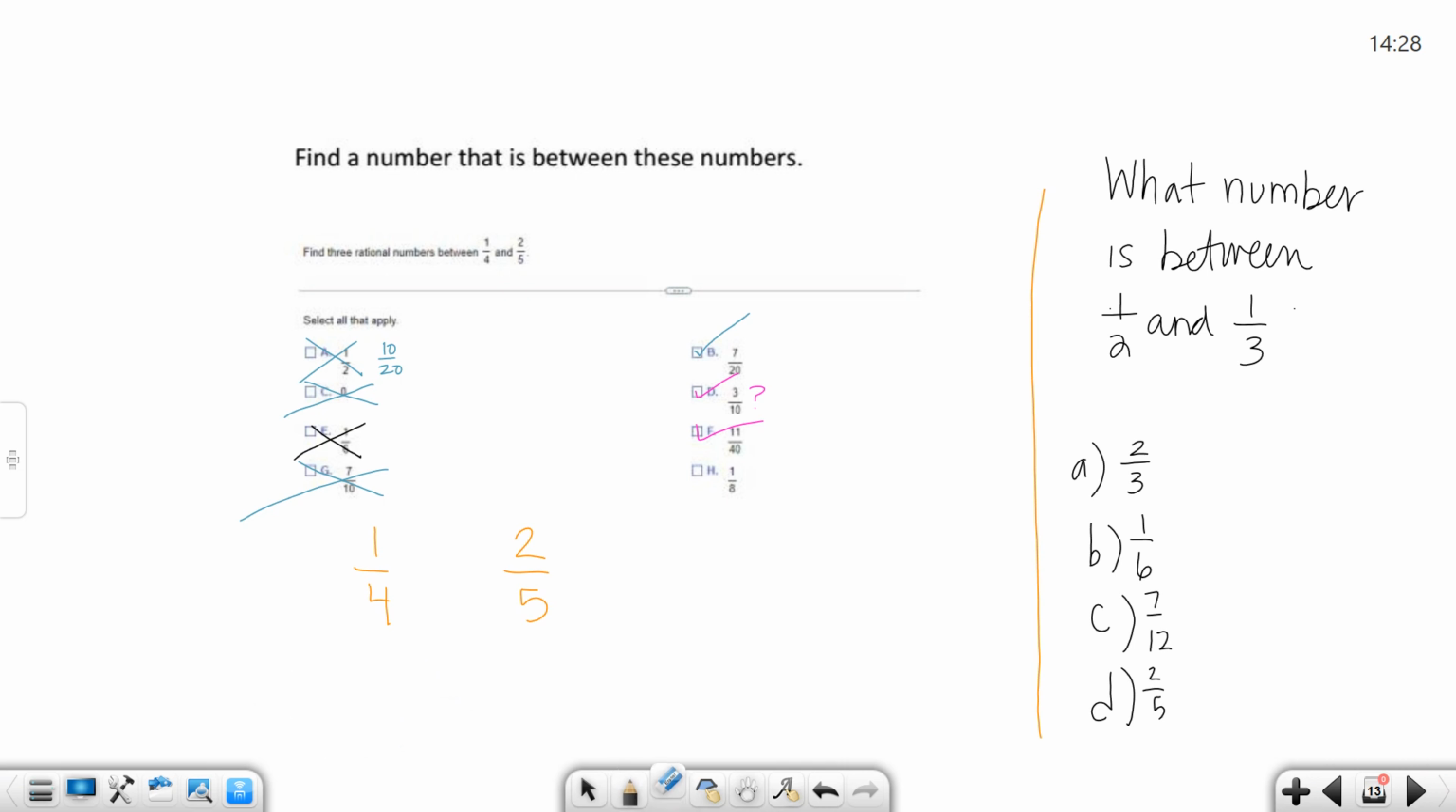And your last one is 1/8. Well, 1/8, it's over here. It's smaller than 1/4, and so it doesn't work. So your only answers are 7/20, 3/10, and 11/40.